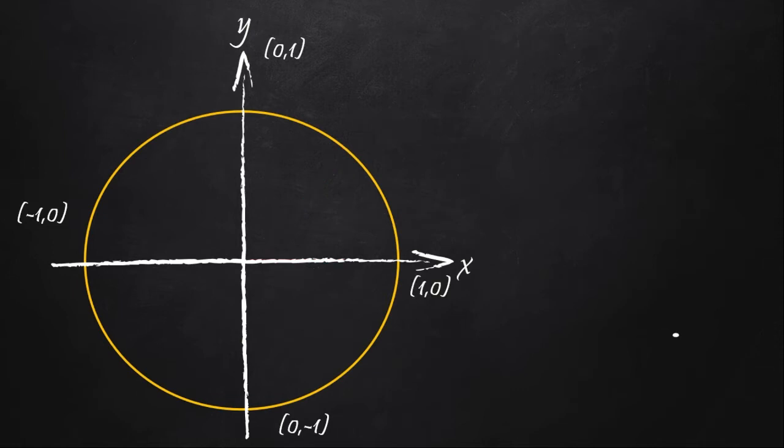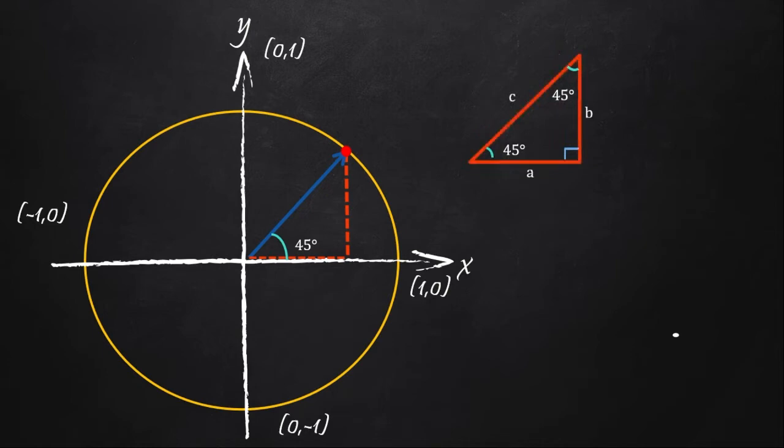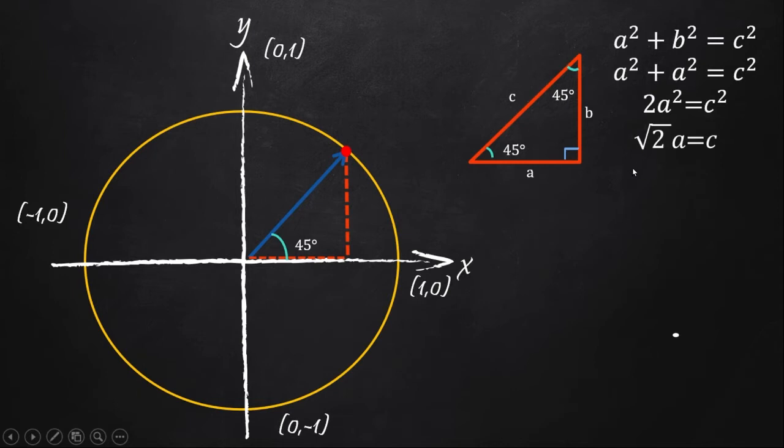Now let's try to determine the exact coordinates at a given angle. We have here a given angle of 45 degrees. 45 degrees is also pi over 4. In finding the coordinates, we need to know the lengths of that triangle. So we isolate that triangle and let these lengths be C, B, and A. Now by using the Pythagorean theorem, A squared plus B squared is equal to C squared.